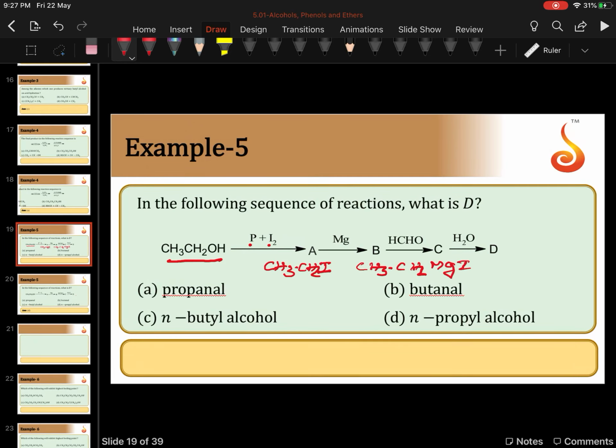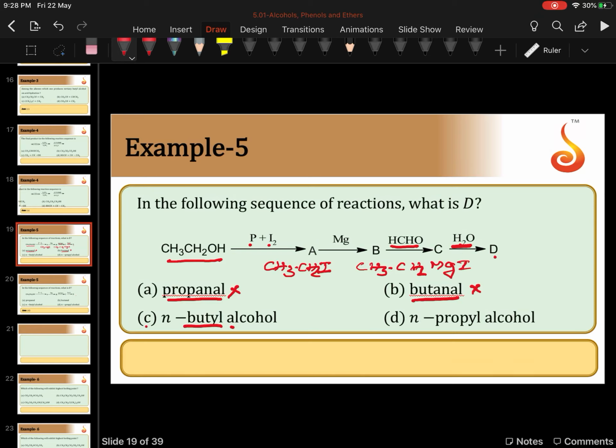Okay. Then Grignard's reagent, when treated with formaldehyde followed by hydrolysis, will give primary alcohols. Here the first option is aldehyde, so this option is ruled out. The second option is also aldehyde, ruled out. What is the reason here? Grignard's reagent, when treated with formaldehyde followed by hydrolysis, should give primary alcohol.